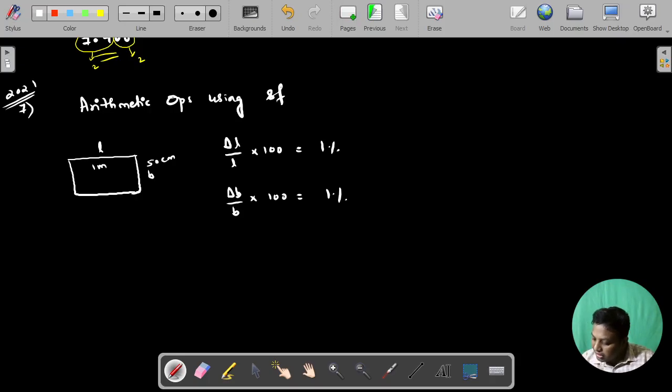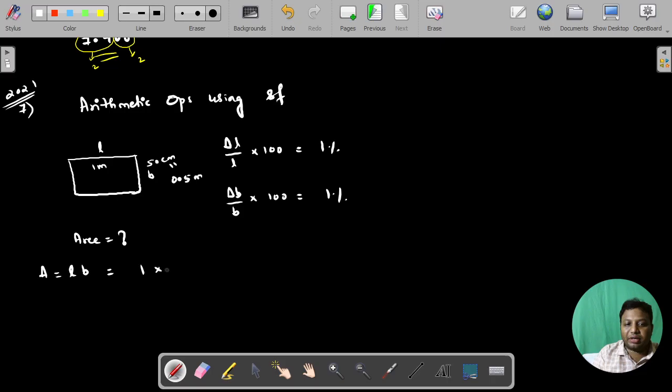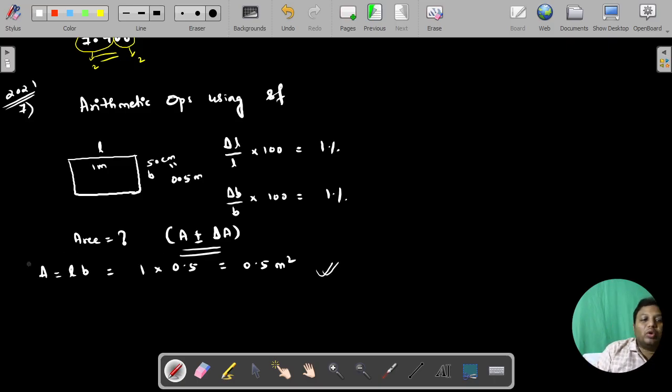Then the area of the table is how much? I am writing this one also in meters, 0.5 meters. We have to write the area of the table. So area we can calculate as length into breadth. Length is 1 meter, breadth is 0.5, so the area value is 0.5 meter square. The answer should be expressed as true value plus or minus mean absolute error. In this format, all the options are given to us. Okay, we got the true value. We have to find out delta A. How do we get delta A?